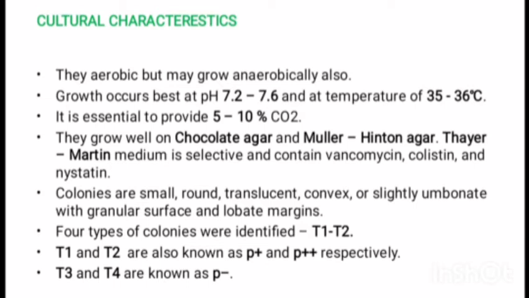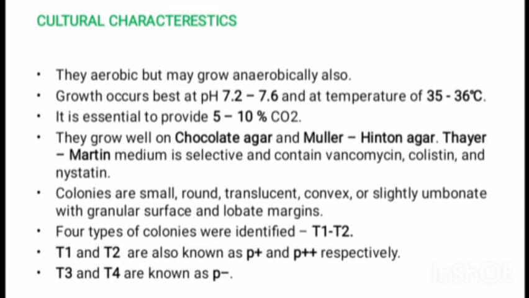Then enriched media like chocolate agar and Mueller Hinton agar are used for the cultivation of Neisseria gonorrhoeae. When we inoculate this organism into these enriched media, it produces small, round, translucent, convex, slightly umbonate colonies with a finely granular surface and lobate margin. These are the general or common colony morphology of Neisseria gonorrhoeae.